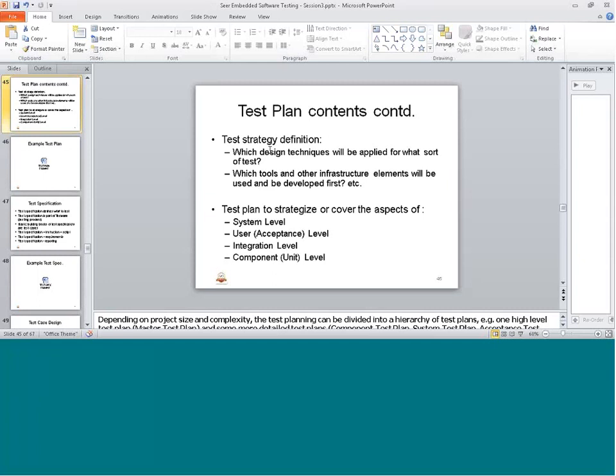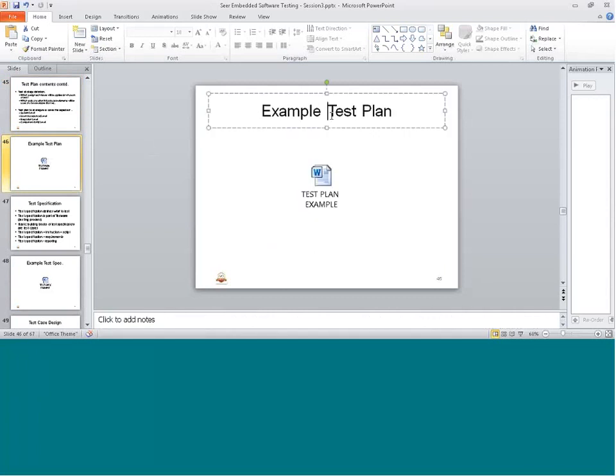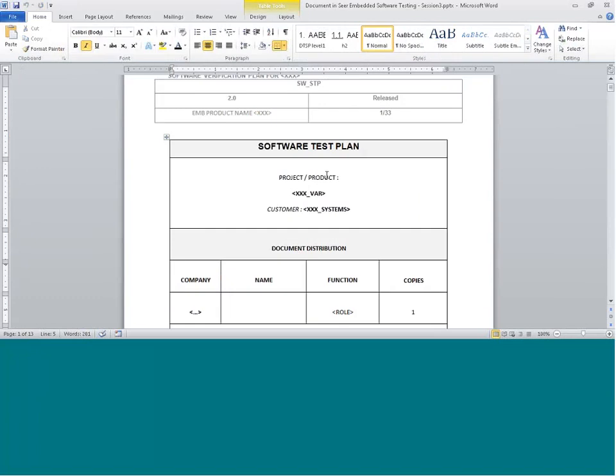So we have a header with software test plan identification, the released version and the name of the product. If you have any questions, probably you can go through this, I can share this. And the first page will have all the document distribution, like the strategy and the standard strategy in terms of covering all the levels of testing. Now we will go through an example test plan.